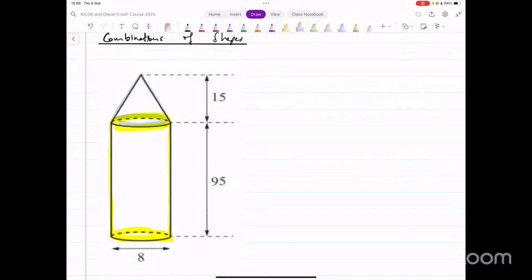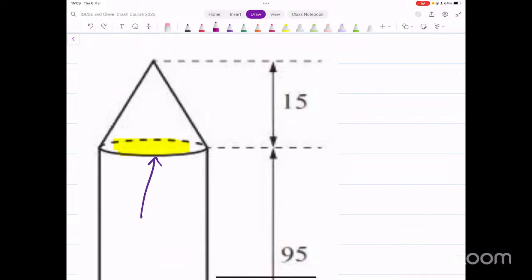If you had to find the volume of this complete figure, you would find the volume of each of these shapes separately. You'll find the volume of the cylinder, you'll find the volume of the cone, and you would just add them up together to find the total volume. For the surface area, however, you need to remember that the surface area is only for the outer part of a shape. It's only for the external part of a shape. So if you had to find the surface area of this shape, you would not be considering this particular circle because this is inside the shape. It's not external to the shape. So this particular circle will not be considered in the surface area.